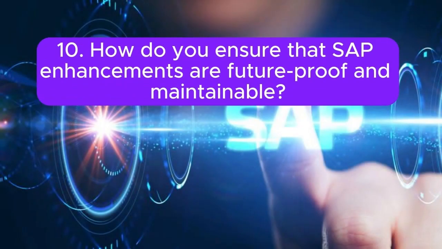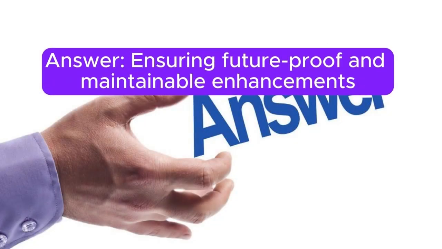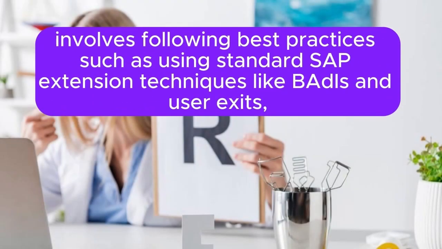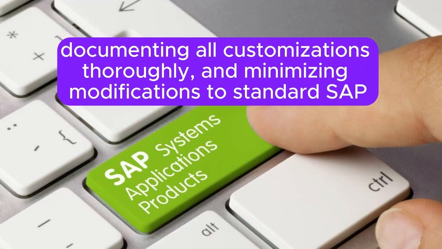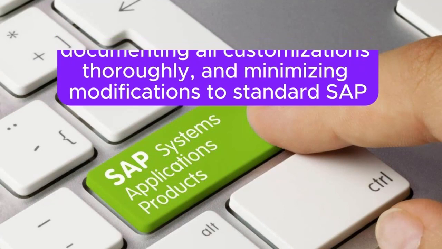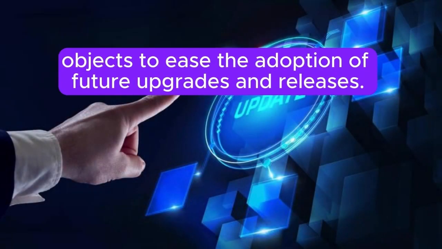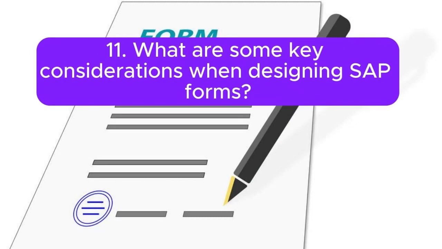10. How do you ensure that SAP enhancements are future-proof and maintainable? Answer. Ensuring future-proof and maintainable enhancements involves following best practices such as using standard SAP extension techniques like BADIs and user exits, documenting all customizations thoroughly, and minimizing modifications to standard SAP objects to ease the adoption of future upgrades and releases. 11. What are some key considerations when designing SAP forms?